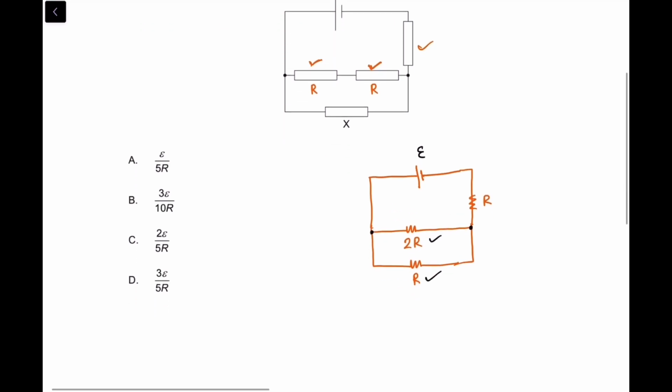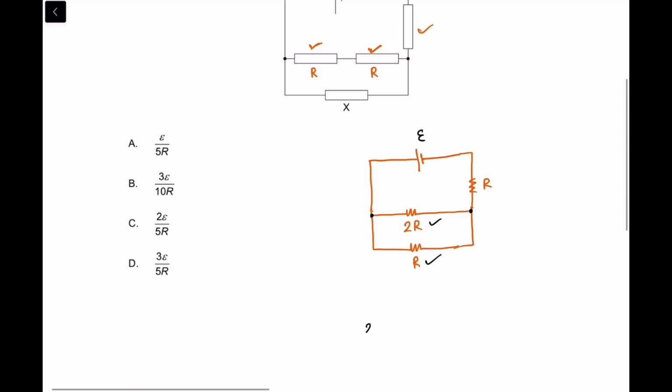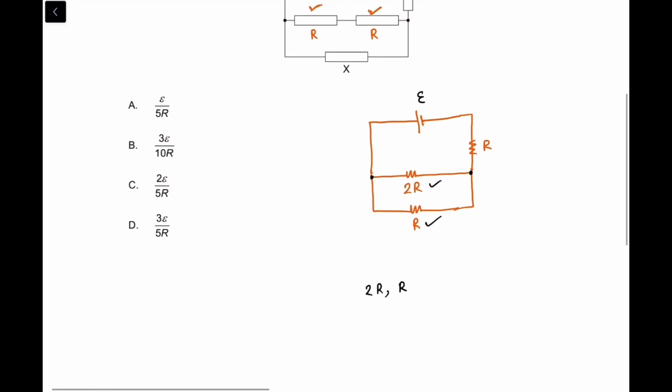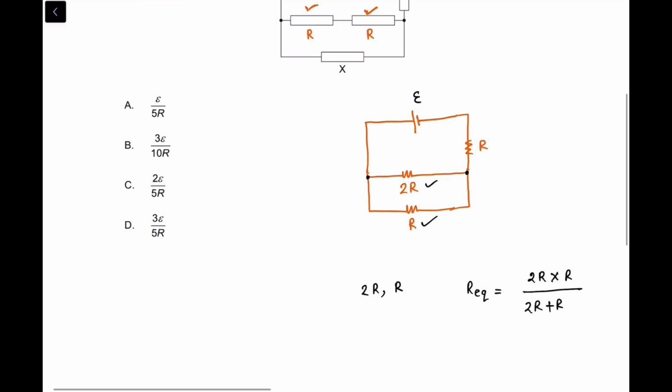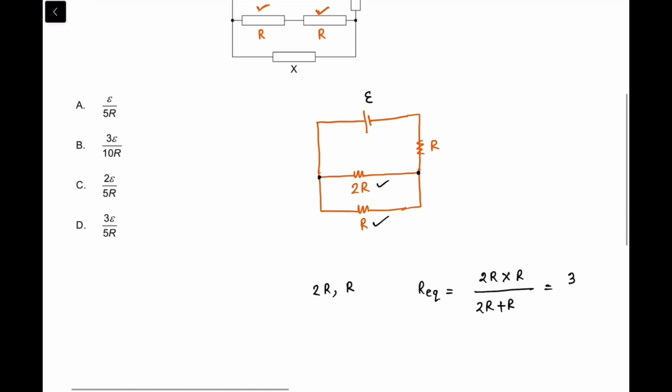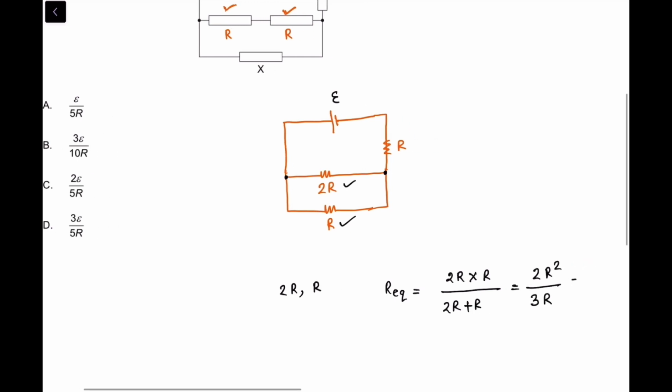So if 2R and R are in parallel, right, what will be the equivalent of 2R and R? So R equivalent for two resistances in parallel is what? 2R into R divided by 2R plus R. So that means this will be equal to 2R squared divided by 3R. So the equivalent resistance will be equal to 2R by 3, right?